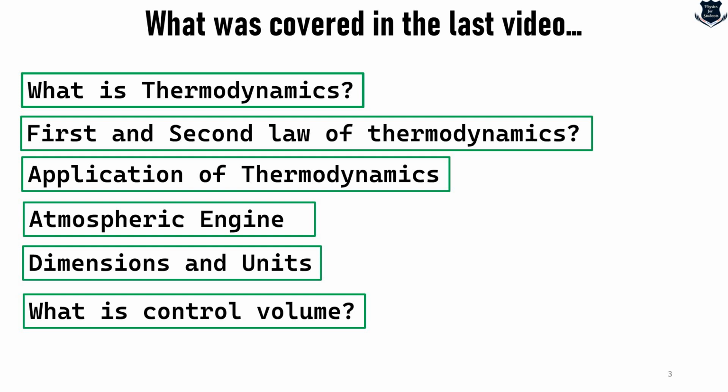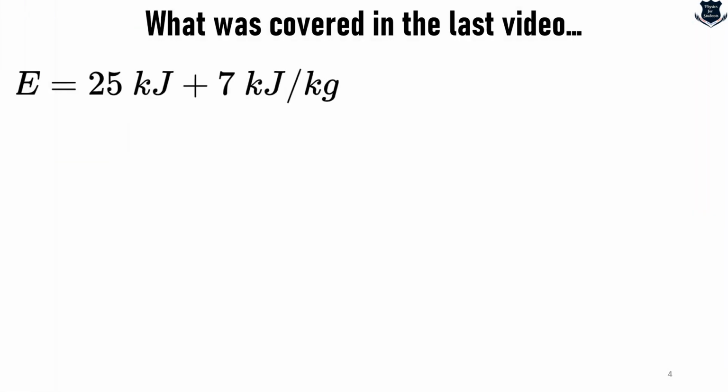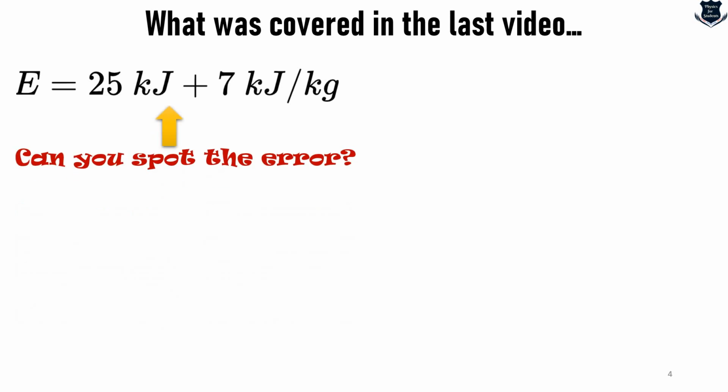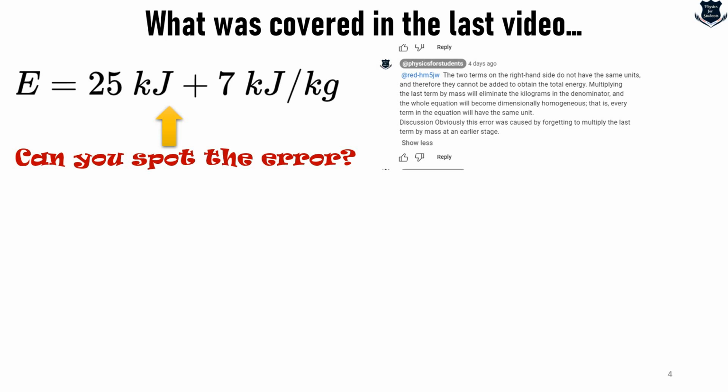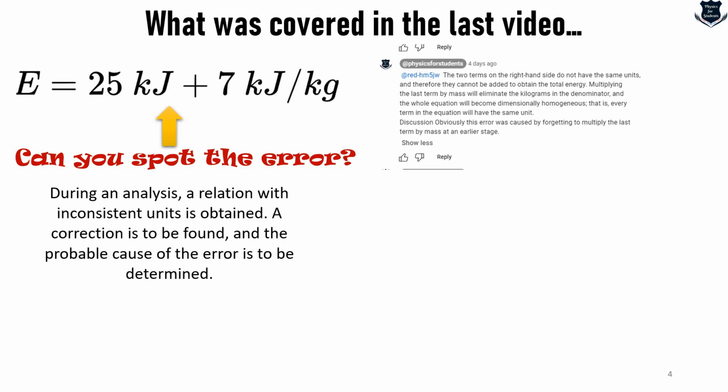Now, apart from that, in the last episode I actually gave a point where you can spot the error in terms of what we call dimensional homogeneity. I'm very thankful that one of my subscribers tried to explain this, and there was a little bit of confusion which was put in the comment box. So just to clear up the basic things, here is what I'm trying to tell: during an analysis, a relation with inconsistent units is obtained, a correction is found, and the probable cause of the error is determined.